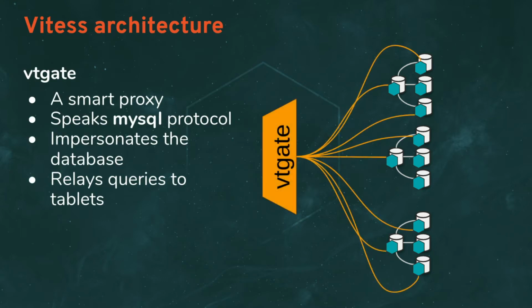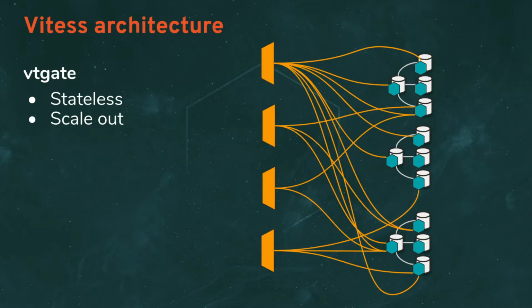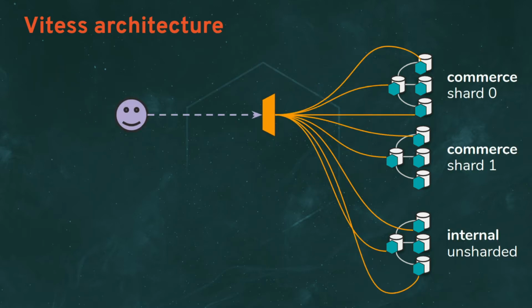And the next component we introduce is VTGate, which is a smart proxy. It speaks the MySQL protocol. In fact, it impersonates a MySQL server. It looks to be a monolith MySQL server, and your apps will connect to VTGate, and VTGate will route the queries to the underlying tablets, further relaying the queries to the backend MySQL server. In reality, there are many VTGates for scale out and high availability, but we will be content with one for our discussion. And so you have multiple clusters, you have different schemas and different tables in these clusters.